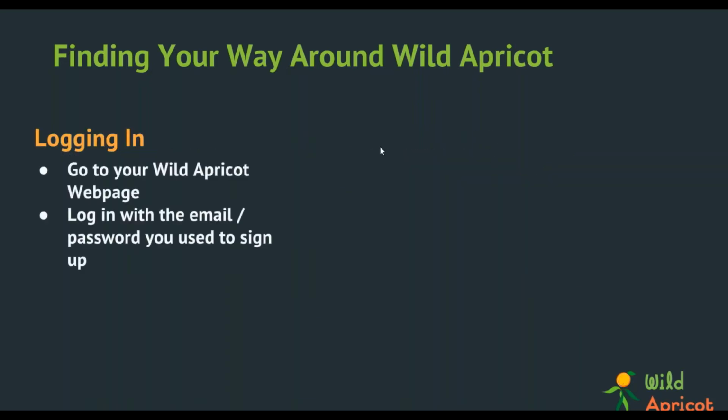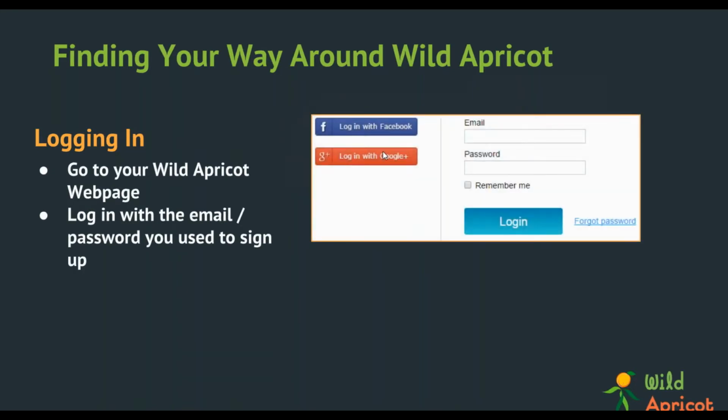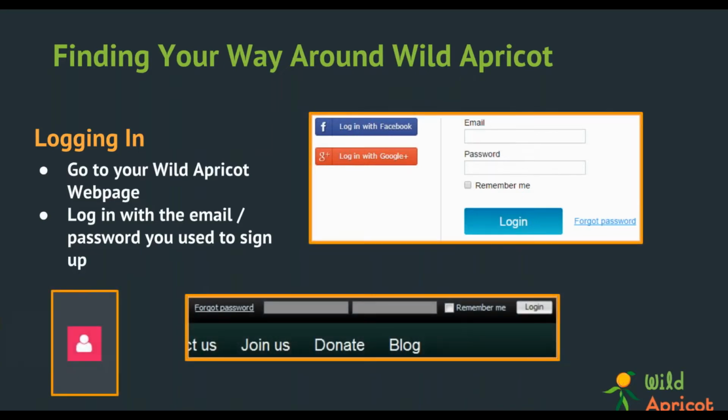So quickly, logging in is simple. You only have to go to your Wild Apricot website, the same one that you started or the same one your organization uses, and you log in with the email and password that you use to sign up. The reason is that that email and password is going to give you admin backend access, and you will be able to make some changes to the site that way. So a couple of the login forms will look like this.